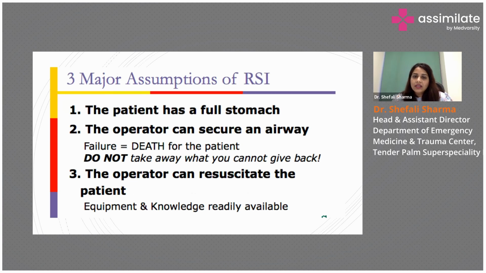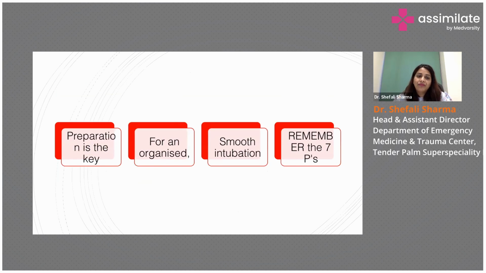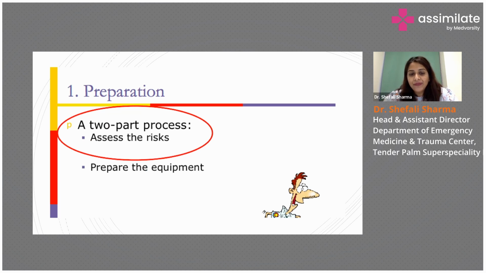The assumption you have to make is that the patient always has a full stomach and the operator can secure an airway. If you fail, that will be the death of the patient. Do not take away what you cannot give back. The operator can resuscitate the patient. So all these three are major assumptions: the patient has a full stomach, I can secure the airway, and if there is any arrhythmia or complication, I will be able to resuscitate the patient. At least these three should be in check, and a backup plan or a backup anesthetist or a senior person should be available and involved in the process of intubation.